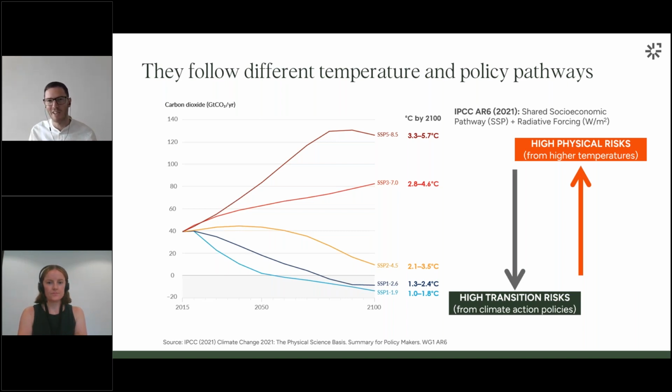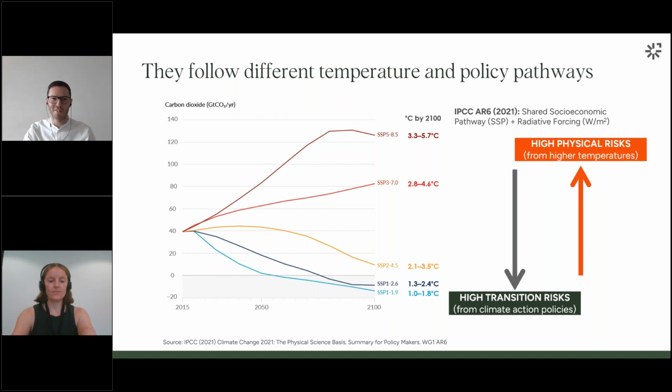Broadly speaking, from a conceptual point of view, more emissions is going to lead to more physical risks building up in the system: more extreme weather events, more sea level rise, more of the chronic and acute impacts. Conversely, the faster we transition to a zero carbon economy, the more we're going to have transition risks, whether that's climate policies or faster changes in technology. That's somewhat of a simplification.